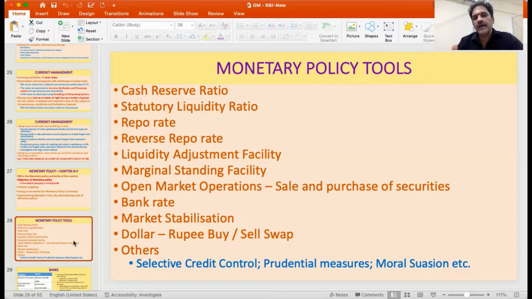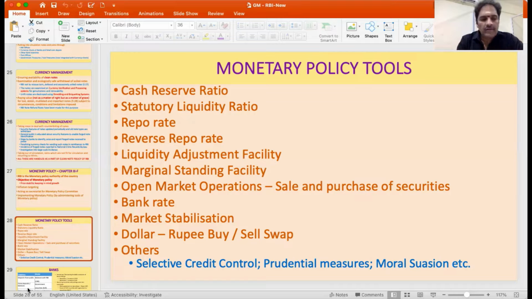The second tool that is there is the statutory liquidity ratio. That is under section 24 of the Banking Regulation Act, the banks are supposed to be investing and keeping invested in government securities a percentage that is notified by Reserve Bank of India. As far as cash reserve ratio is concerned, this also will be notified by Reserve Bank of India. The present rate of cash reserve ratio is 4.5% of net demand and time liabilities. In case of statutory liquidity ratio, the amount that is specified or notified by Reserve Bank of India is 18% of the net demand and time liabilities.